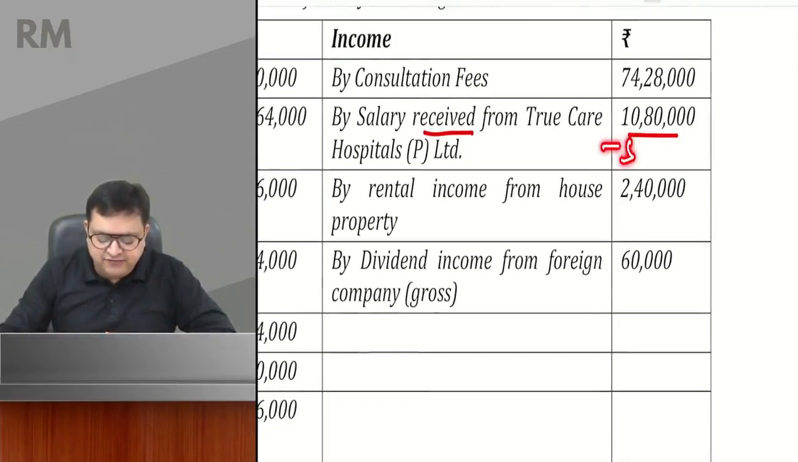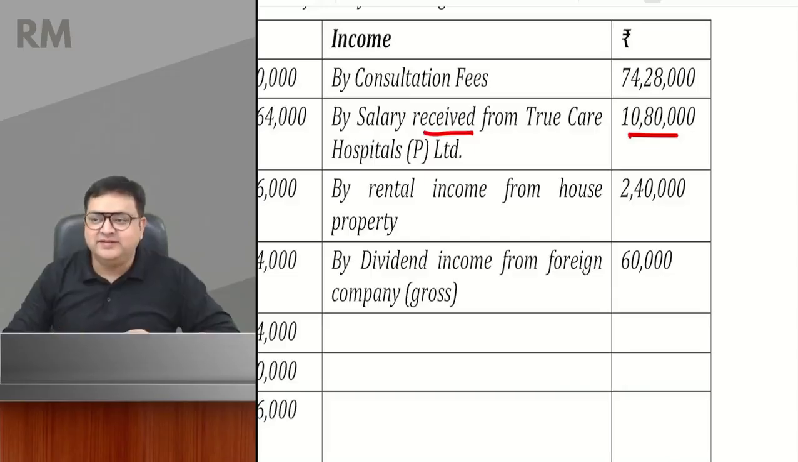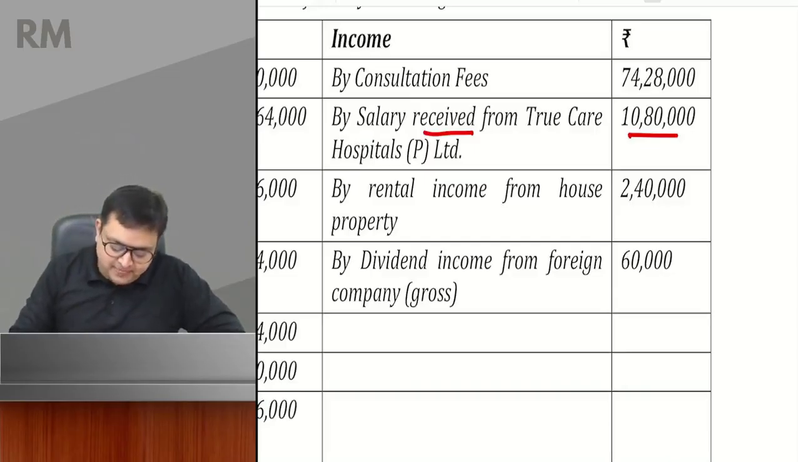And how much will you give? 50,000 or 75,000? 75,000 in case of default. But right now we are following optional, so 50,000 we will give. So 1080 minus 50, 1030 will become our salary income. Correct. Guys, you know it. So it seems like this is day 10 of the workout batch. Good. You know it.